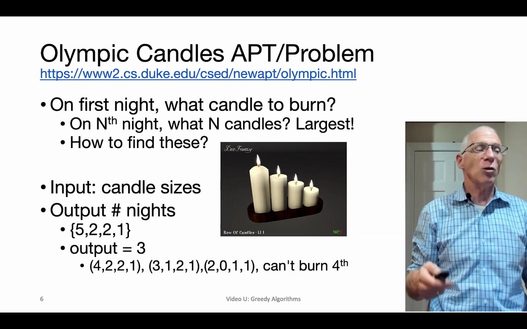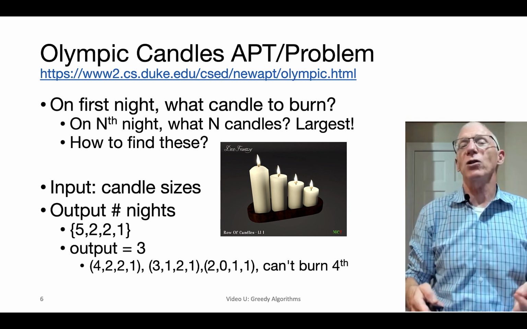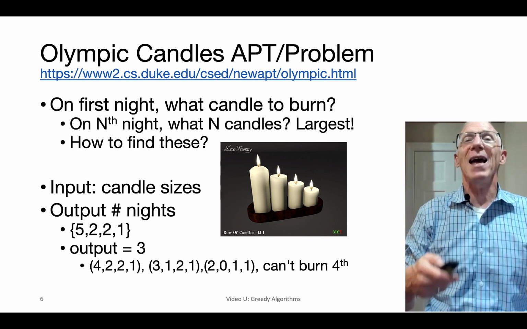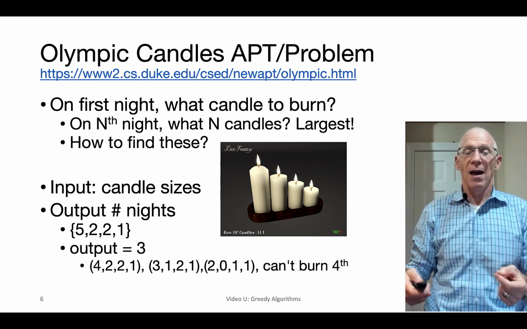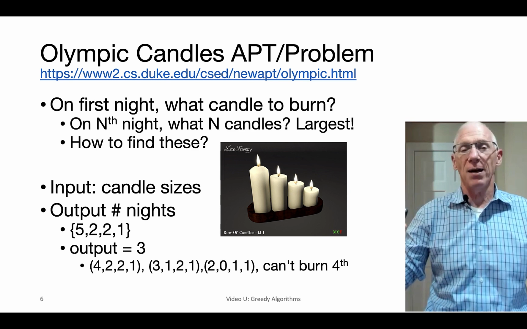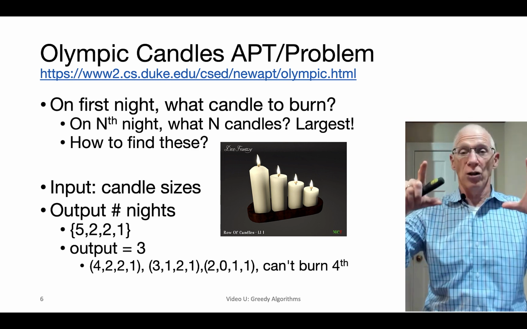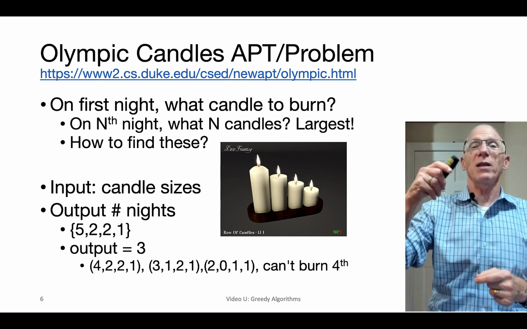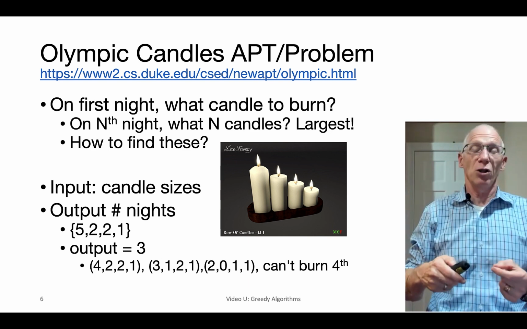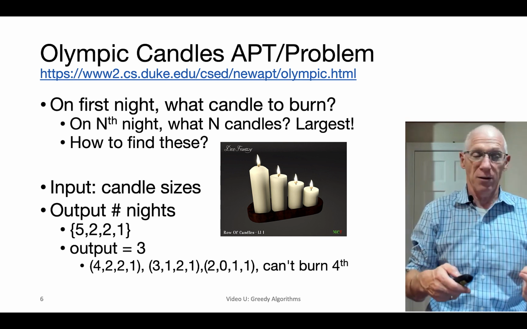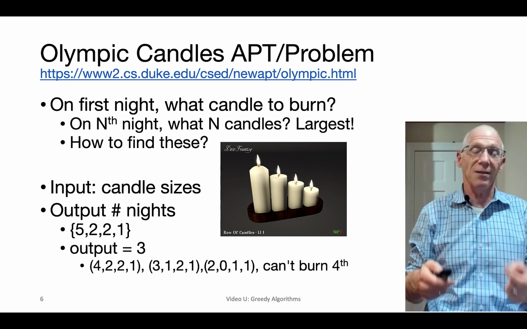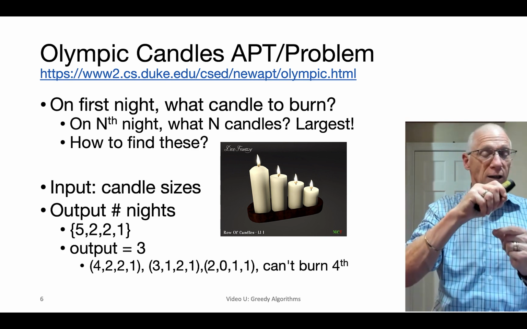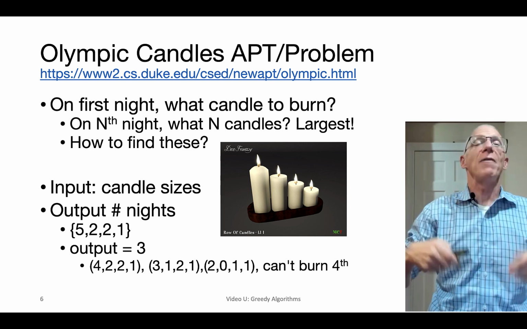In general, how do we solve this problem? On the first night, which candle do we choose to burn? On the nth night, which n candles do we choose to burn? And I hope that as you're thinking about this, you might see, I should choose the largest, the tallest candles on any night. On the first night, burn the largest candle, because then it will be 1 inch shorter, and you can't really do better than that. And you could prove this, but it turns out that this is the best algorithm, the optimal algorithm. Choose the local, greedy tallest candle, burn it, and then repeat.